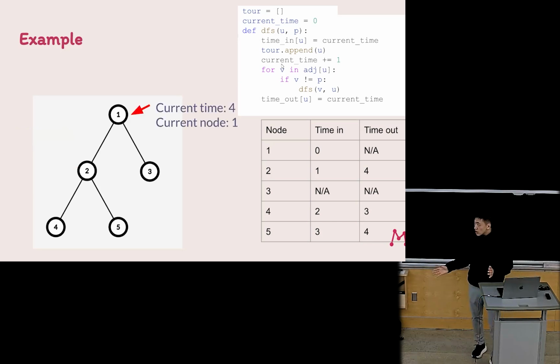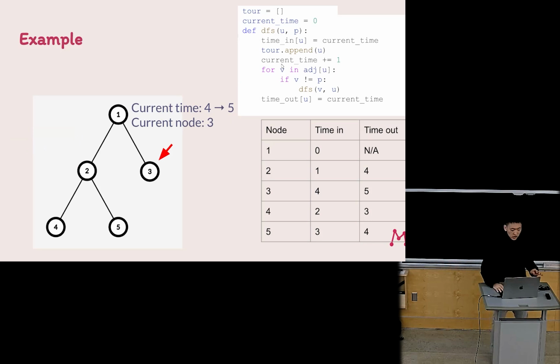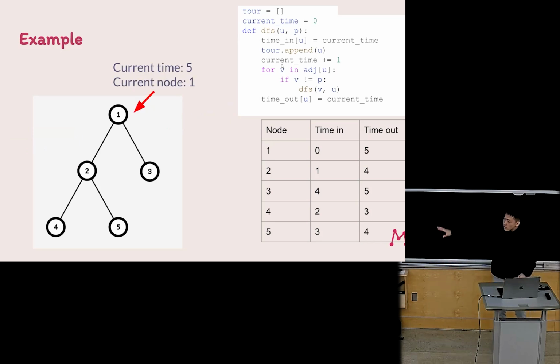1 still has another child, which is child 3. So we go to 3, we clock in at time 4, clock out at time 5, and when we go back up to 1, we clock out at time 5. So now, within this DFS, we filled out this entire table, and we have the ranges for which these subtrees are active.